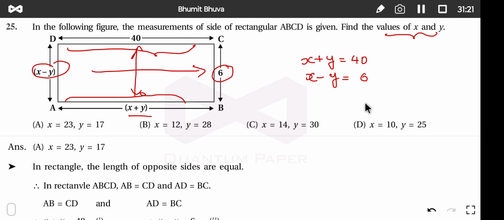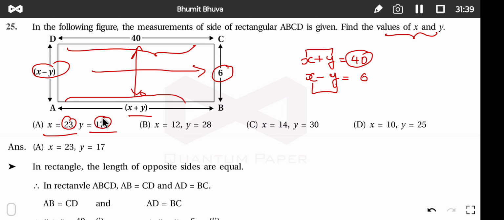So we got the two linear equations. We don't have to solve this, we just have to look at the options. The first option is 23 and 17. You have to check if it satisfies the equations or not. The addition of the two numbers is 40 and the subtraction is 6. If we add 23 and 17, the sum is 40, and if you subtract 23 minus 17, you will get 6. So the first option is correct. You can check the other options also.